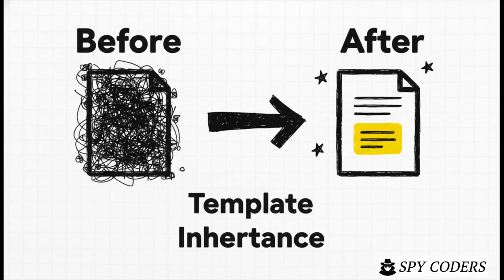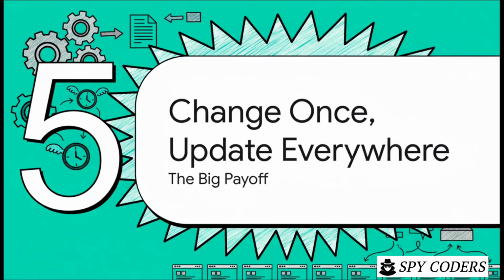And the result? Well, it's beautiful. Your page-specific files, like home.html or about.html, become incredibly small, clean, and focused. They don't have any of that layout boilerplate anymore. They only contain what makes that specific page unique, which makes your whole project so much easier to read and manage. Okay, now for the big payoff.